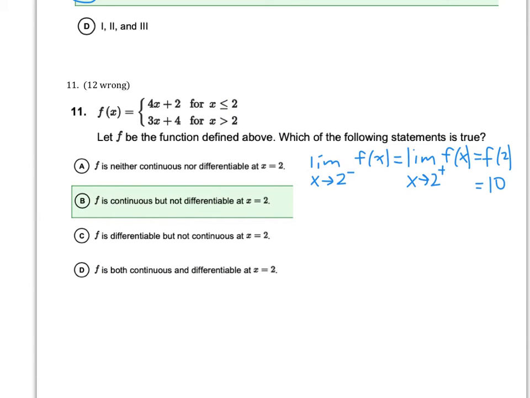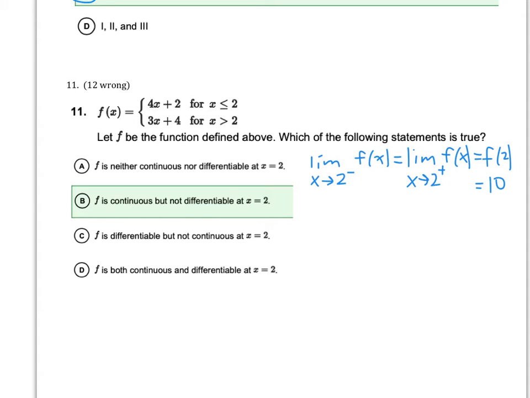All right, so number 11 also had 12 people get this wrong. So we're given that piecewise function, all right? Which of the following statements is true? Okay, so remember, in order to prove continuous, we need to show that the left-hand limit equals the right-hand limit, which equals f of that value.